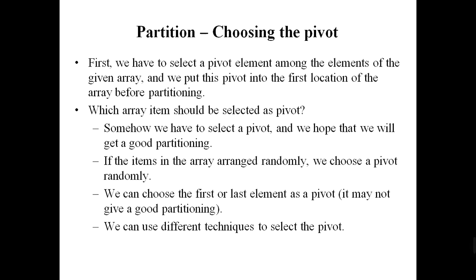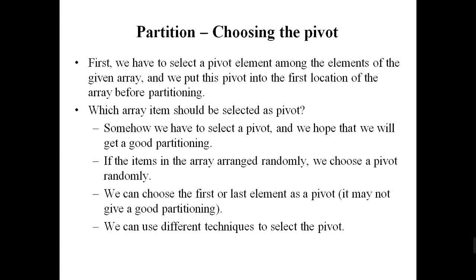Obviously, for partitioning, first we have to select a pivot element. If you are given 8 values, you have to select one pivot index from among those 8 values. After the pivot index, you give the left side or the right side. So we have to select a pivot element among the elements of the given array, and we put this pivot into the first location of the array before partitioning.